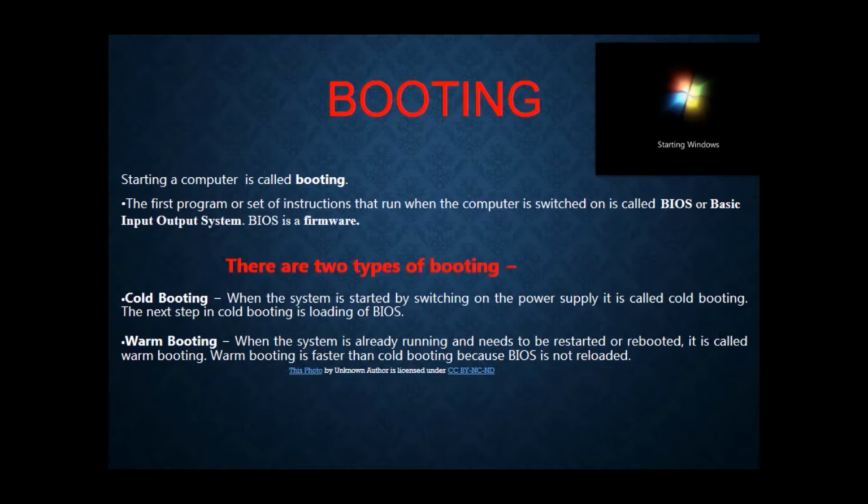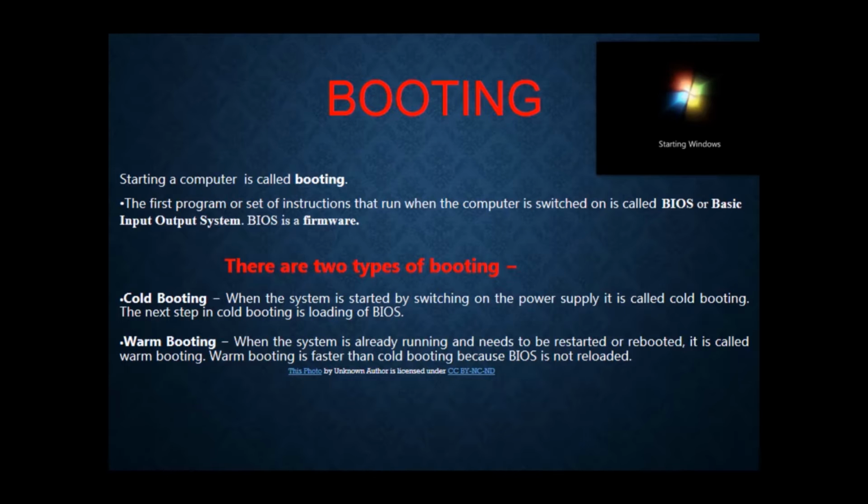Now, there are two types of booting. There's cold booting and warm booting. And this is the difference. When the system is started by switching on the power supply, it is called cold booting. Now, this is when the computer was completely shut down and it was off. Nothing was running.